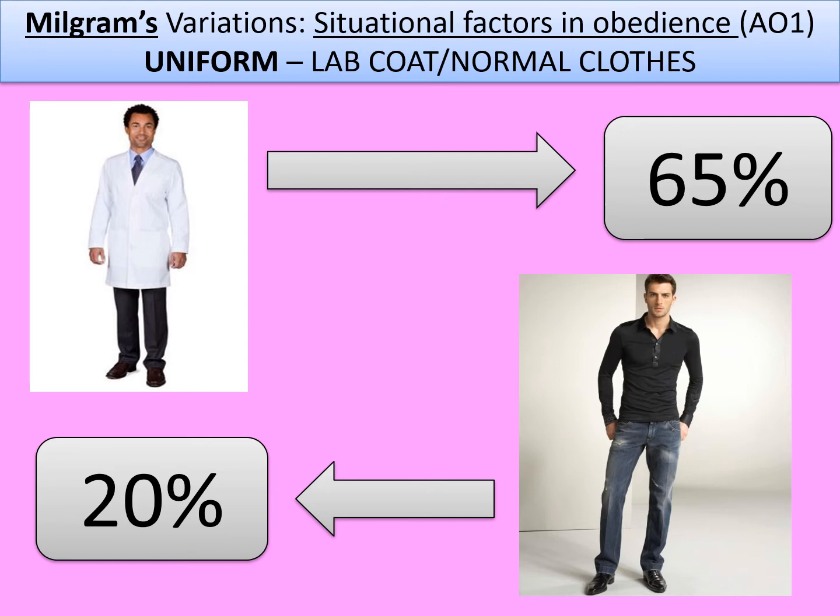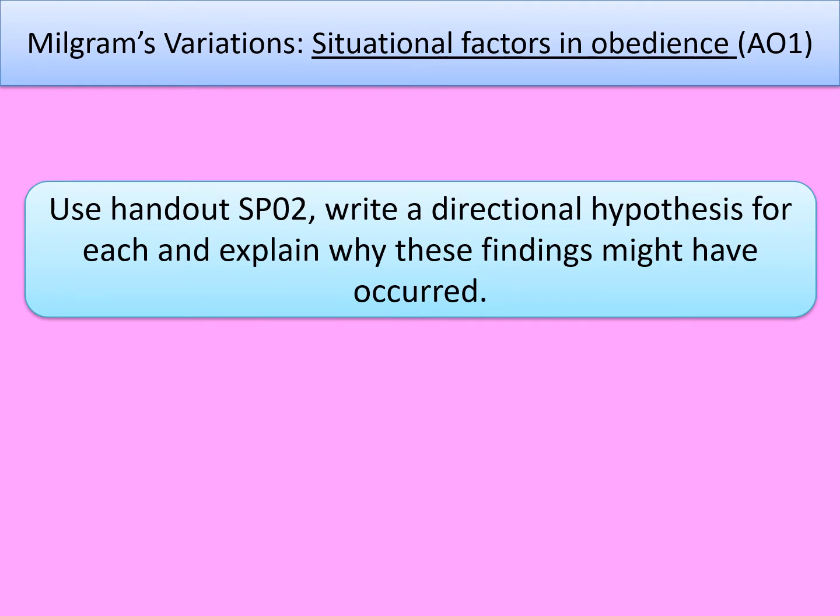So we can see the power of uniform in causing obedience. It means that when a legitimate authority figure has a kind of badge of authority, so that might be a lab coat, or it could be a police officer with their police number and their uniform, a uniform carries a lot of weight when it comes to obedience. So those were the situational factors.